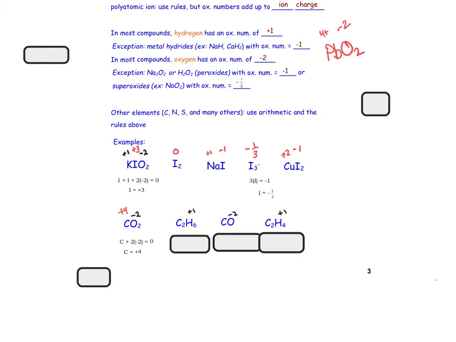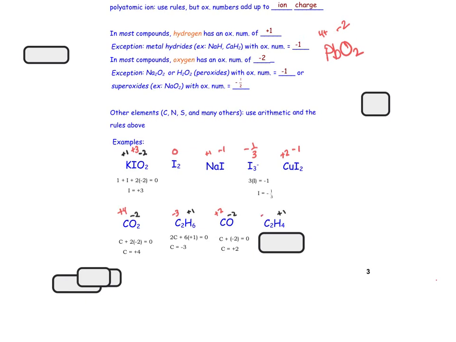In the second case, there are 2 carbons, and add them to the 6 hydrogens, and they have to total 0. So now my carbon is more reduced. It has a -3 oxidation number. This carbon has a +2 oxidation number, +2 -2. And this last one, the carbon has a -2 oxidation number.